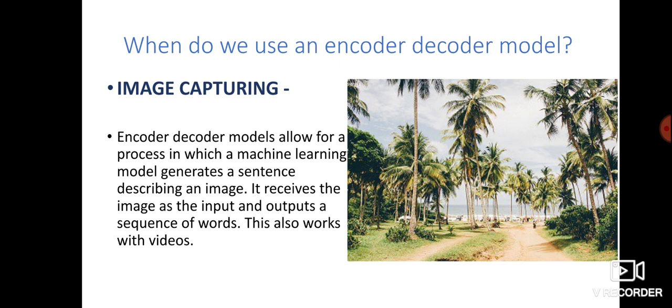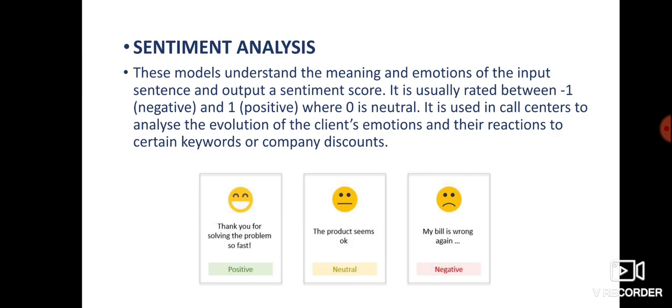When we use an encoder decoder model for image captioning, the model generates a sentence describing an image. It receives the image as the input and outputs a sequence of words as a sentence. This also works with video.